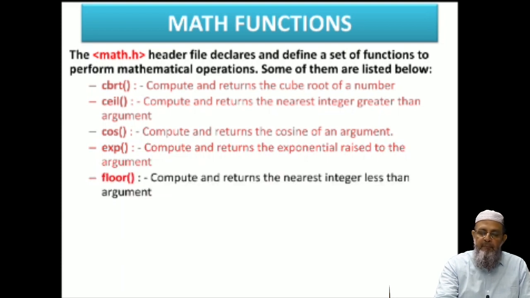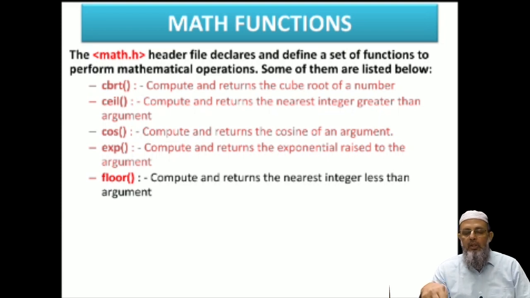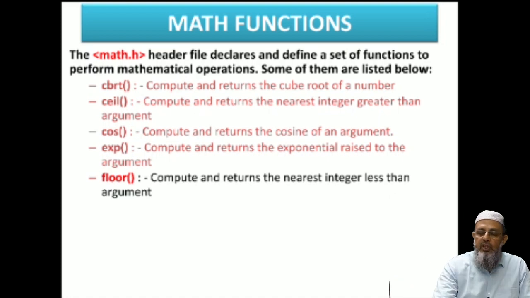Floor function. The floor function computes and returns the nearest integer less than the argument. So it is lowered, that's why the name is floor. Whatever argument we have used, for example 7.1, it will return 7. In the case of ceil, if you are using 7.5, then it will become 8. So there are the ceil and floor functions.